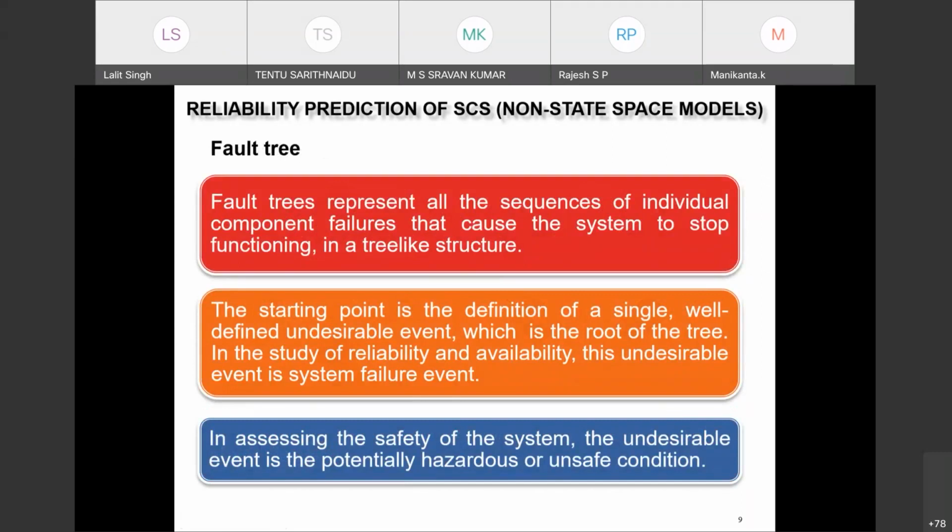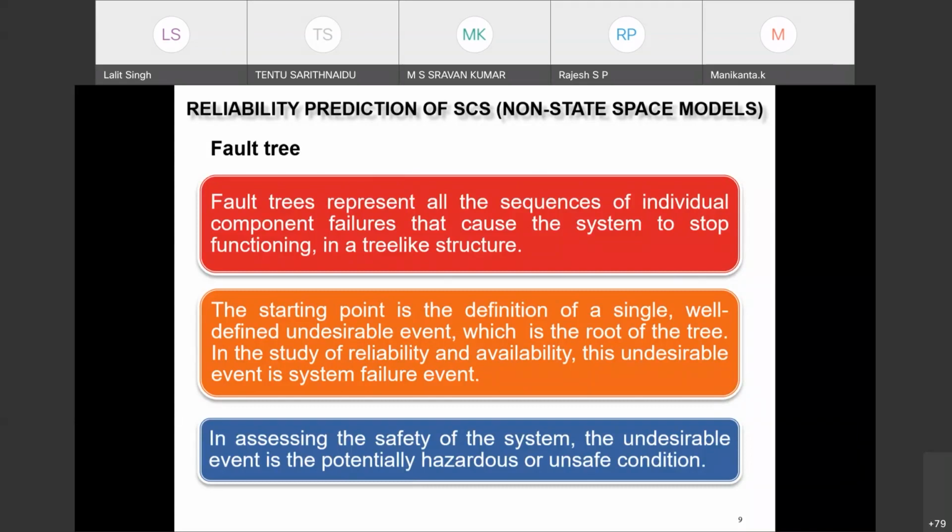The next method, which is mainly used in mechanical and electronic industries, is the fault tree. A fault tree basically represents all the sequences of individual component failures that can cause the system to stop functioning, and it has a tree structure. So, for example, let me try to explain. Suppose your laptop is not working.